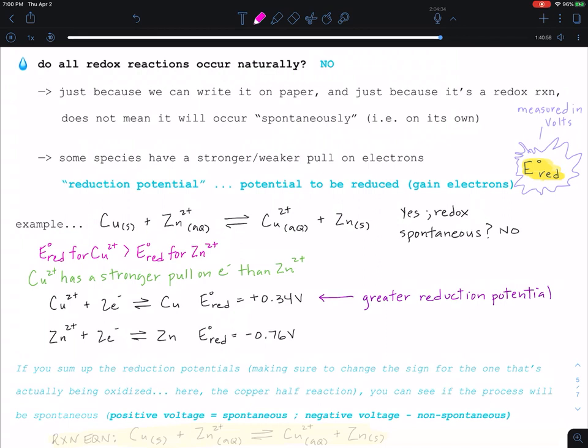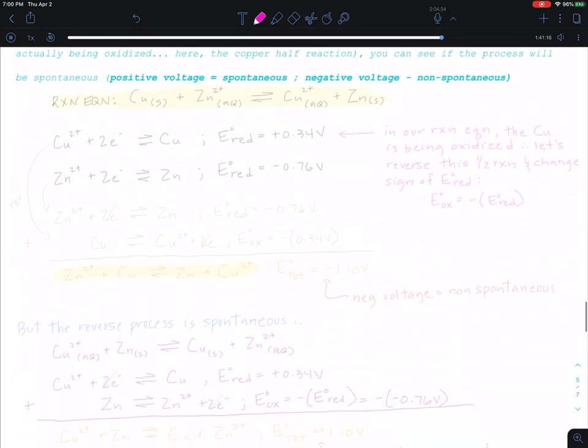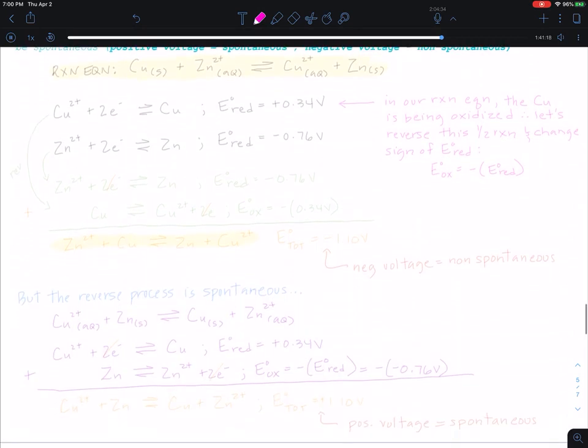With the activity series, it's nice you can say, okay, is this reaction going to be spontaneous? You can say yes or no. But if someone said to you, is this reaction going to be spontaneous, and what would be the voltage output? You'd need a table of reduction potentials, and then you could calculate it for them. So let's see how we would do that. Let's take this exact reaction and rewrite it down here, just as we had it written up above.